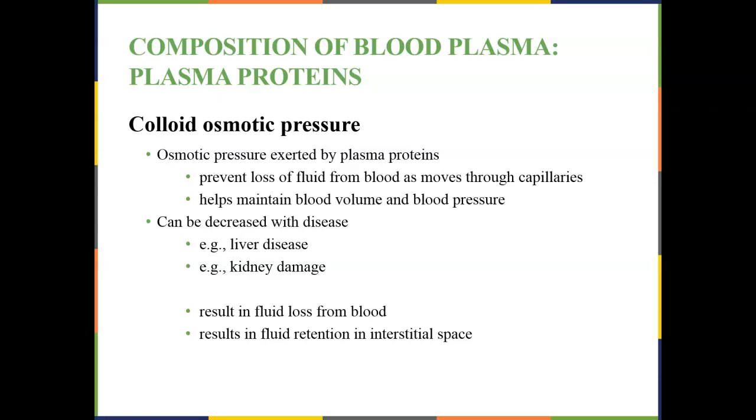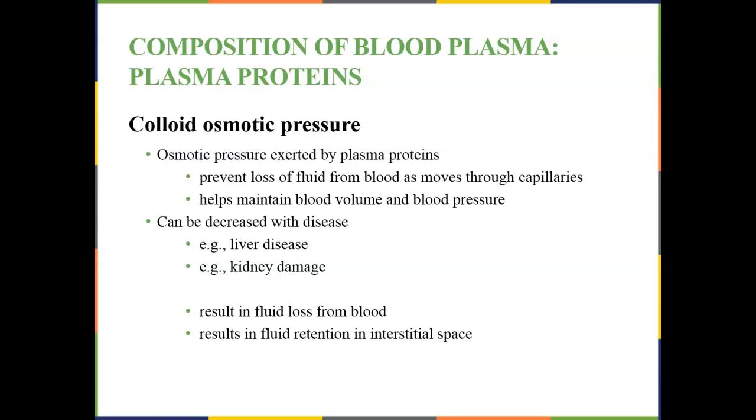The main player in colloid osmotic pressure is albumin. Albumin produces a very high colloid osmotic pressure in our blood plasma, and this keeps blood from leaving so that we don't lose all of our fluid when we have diffusion occurring or when blood is being filtered.